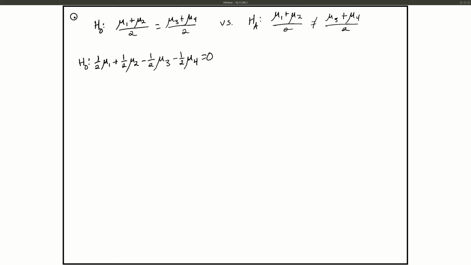equals 0, versus the alternative hypothesis that 1/2 times mu1 plus 1/2 times mu2 minus 1/2 times mu3 minus 1/2 times mu4 is not equal to 0. Now these hypotheses are in the form of what we call a linear contrast.